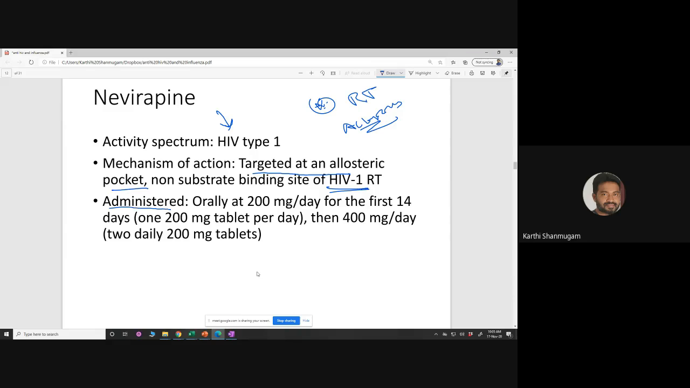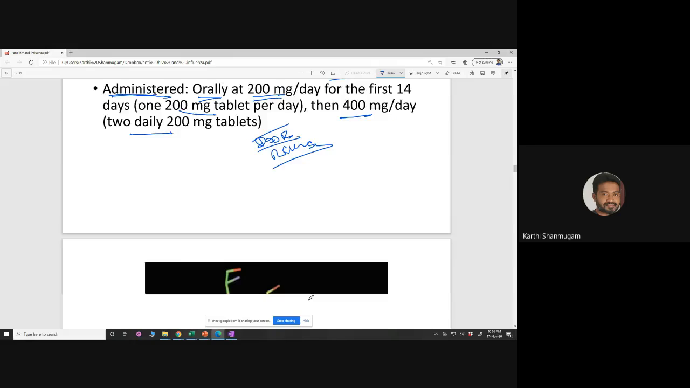Coming to the mode of administration, this molecule is also preferred as an oral drug, at 200 mg per day for the first 14 days, a 200 mg tablet per day, then 400 mg per day, two daily 200 mg tablets. These are called dose regimens. You might have studied this in your medicinal chemistry, so I don't want to go into detail. Based on the pharmacokinetic properties, this is the best dose regimen for nevirapine.